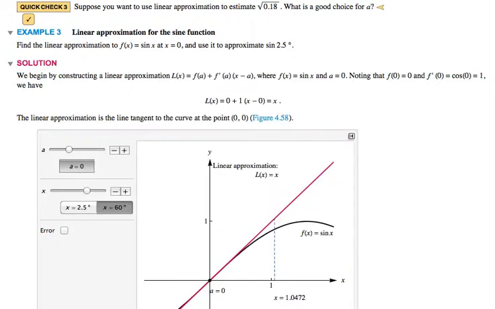In example 3, linear approximation for the sine function. Find the linear approximation to the sine function at x equals 0 and use it to approximate sine of 2.5 degrees. First, we construct our linear approximation. So our linear approximation is going to be the value of the function at 0, which in this case is 0, and then the derivative of the function at 0. So we have cosine of 0, which in this case is 1. So here we get 0 plus 1 times x, which is just x.